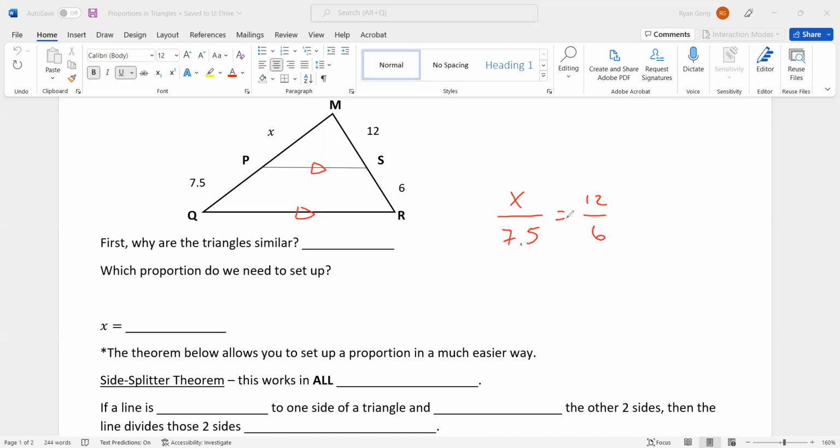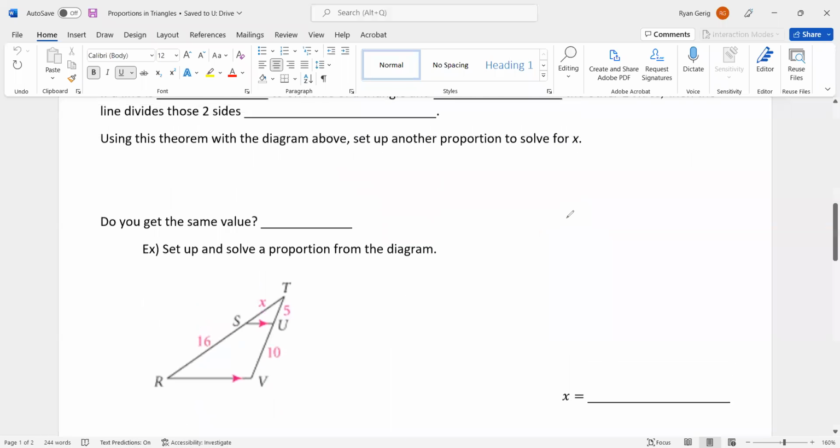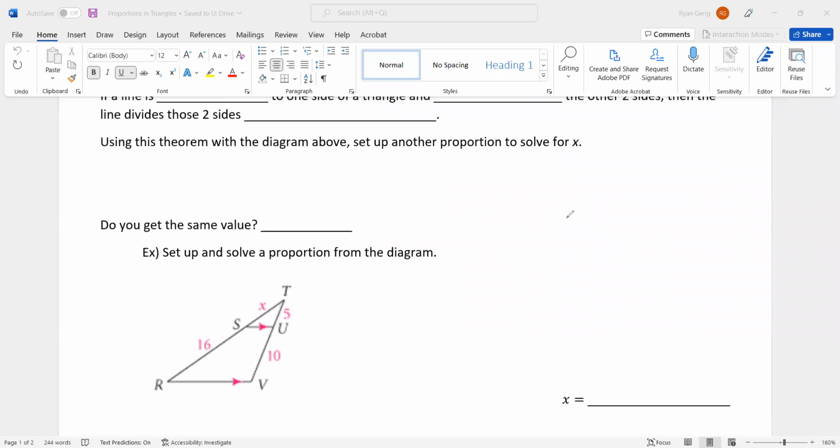Okay, essentially what's happening here is you don't have to look, PQ is not the length of a side of a triangle, but we can still use it in this theorem, okay? You want to know why? I can show you later. Ask me about it. So it was X over 7.5 equals 12 over 6. And if we solve that, I get 6X equals 12 times 7.5 is 90. Much easier. I get X equals 15. Did we get the same value? Yes, we did.